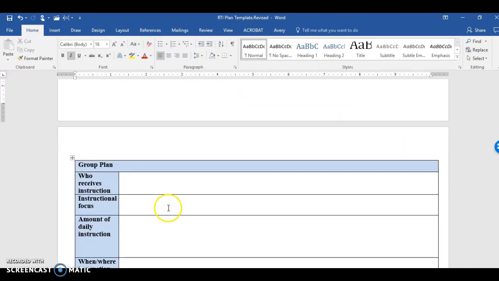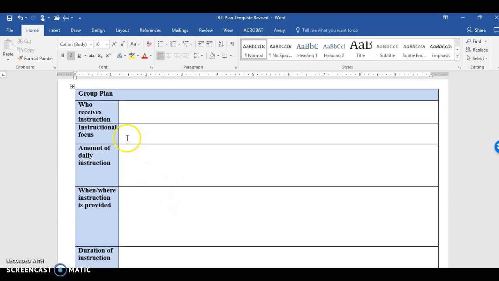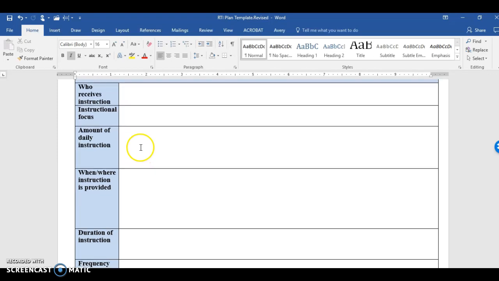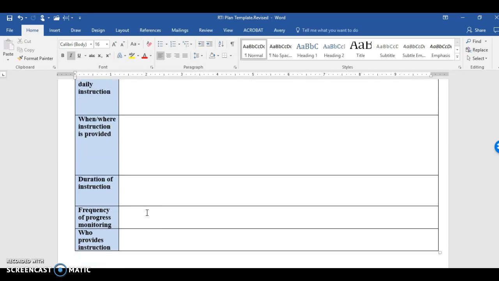So here then is your template. This is a template that I review in the other screencast. What I'd like you to do here is tell me who is in the group, what your instructional focus is going to be, what that intervention looks like in terms of the time each day, when and where that instruction is going to be provided, the duration of that instruction, so how many weeks, what the cycle looks like, how often you're going to assess them, and then who is going to be providing that instruction.